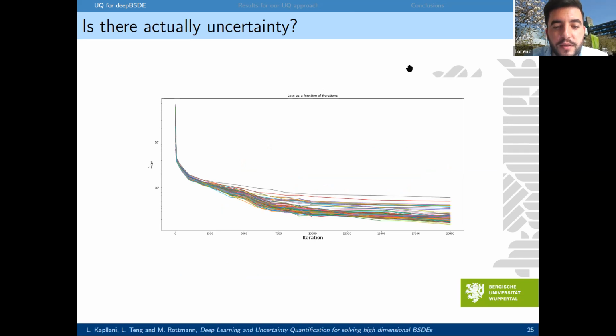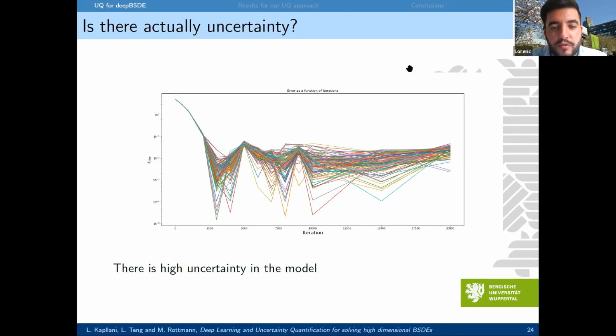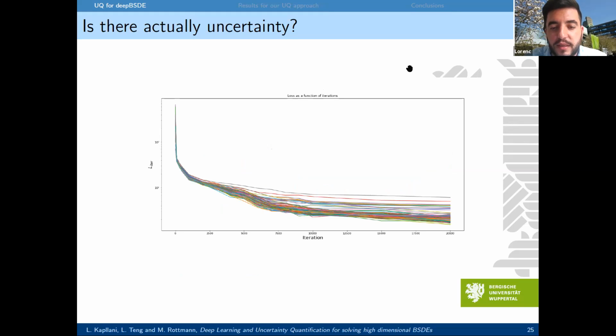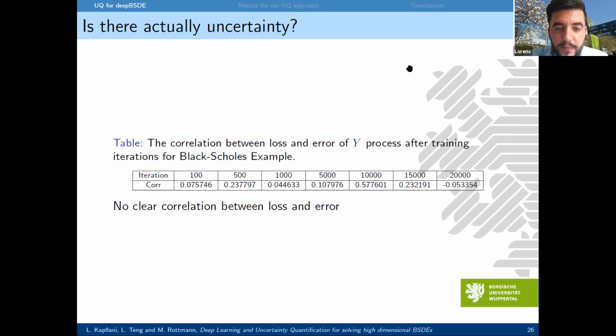And this is the plot for the loss function. As we can see, the loss function for every run is actually decreasing. But even though it's decreasing, we can see up here that the error fluctuates a little bit. And the loss function does not give us any information about this. That's why we really need to consider some uncertainty quantification model.